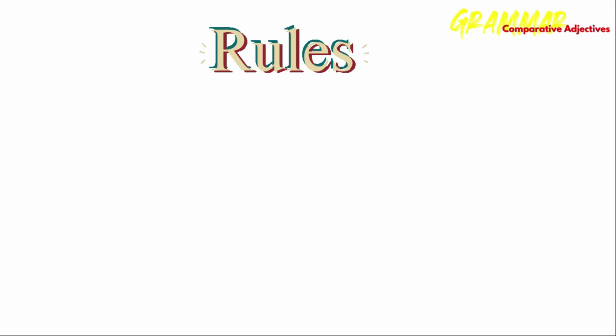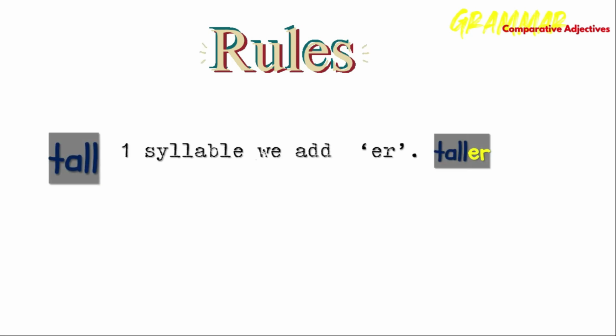Now let's look at some rules in comparative adjectives. There are a few rules that we're going to study. There are many rules, but we are going to look at some of them. So if we have an adjective that is one syllable, we add er, like tall from the example before. We say taller.